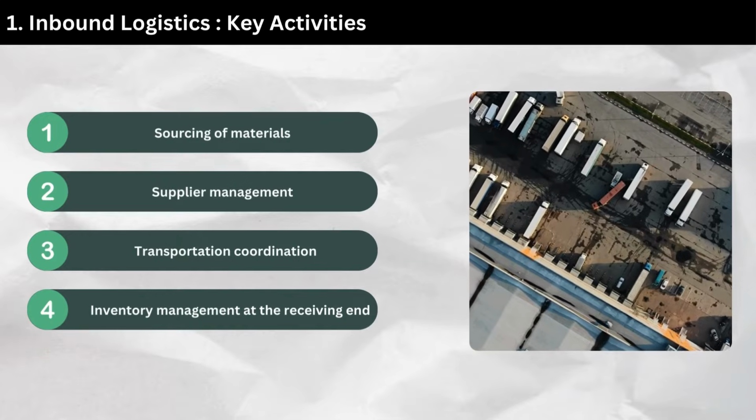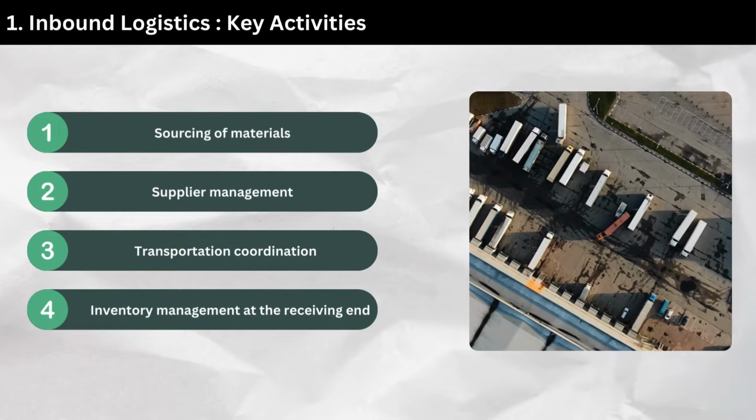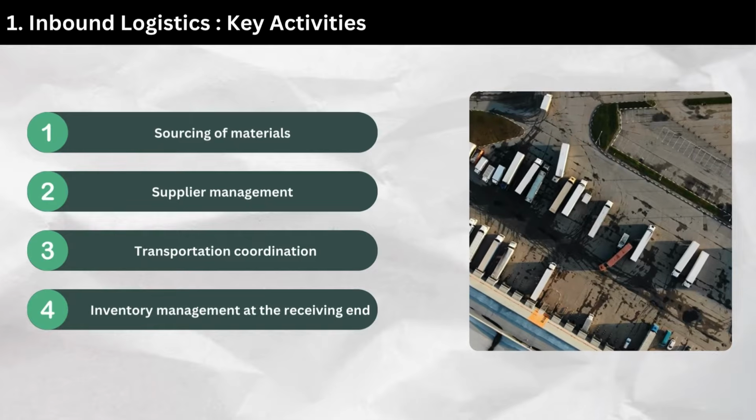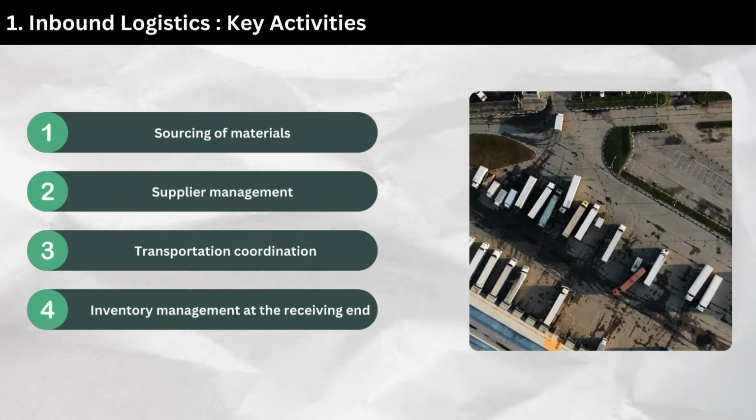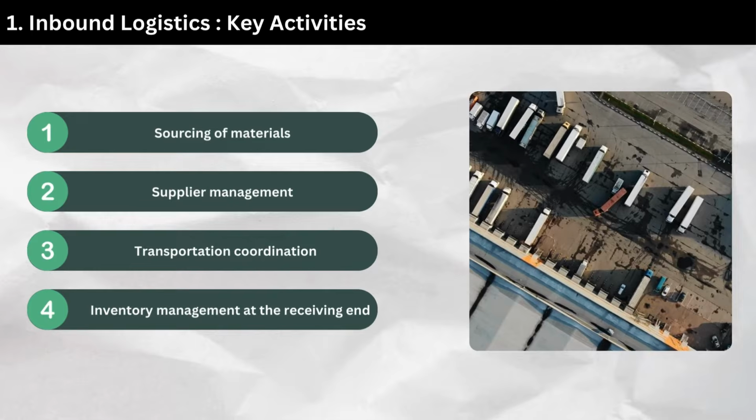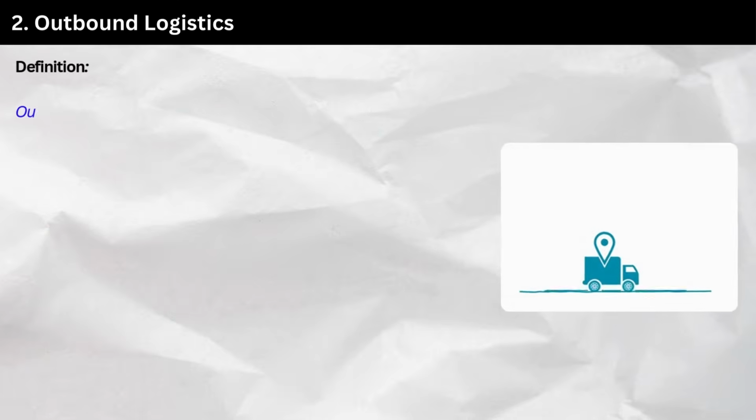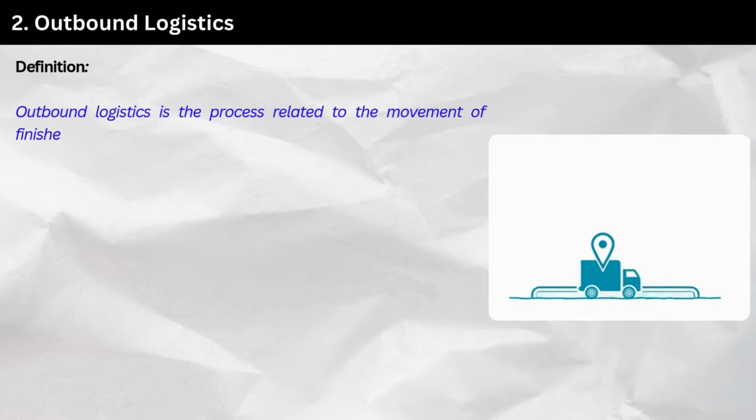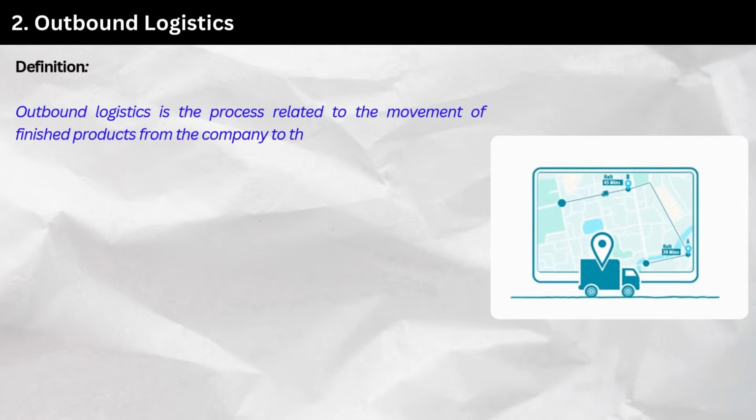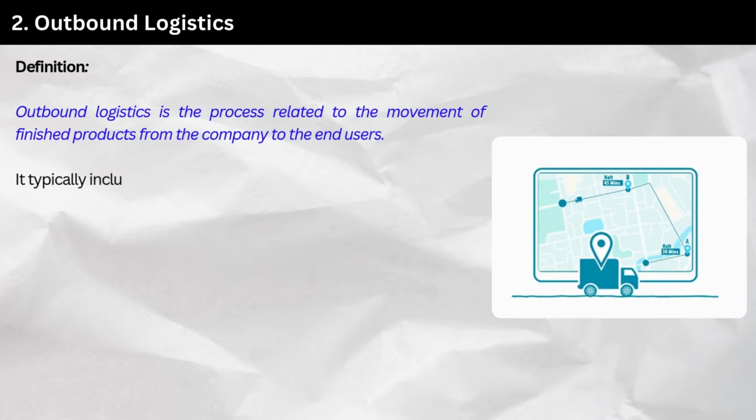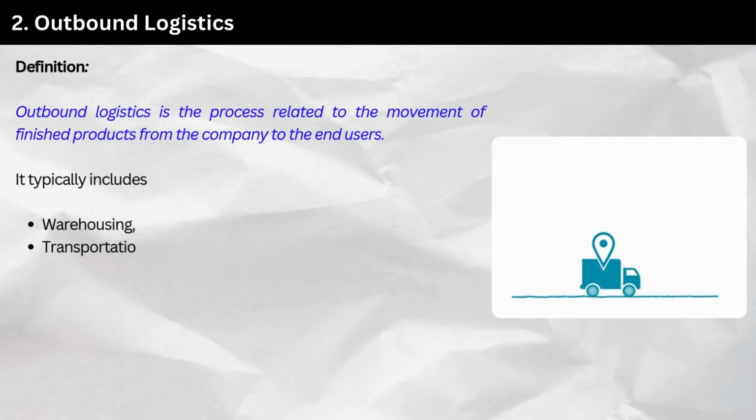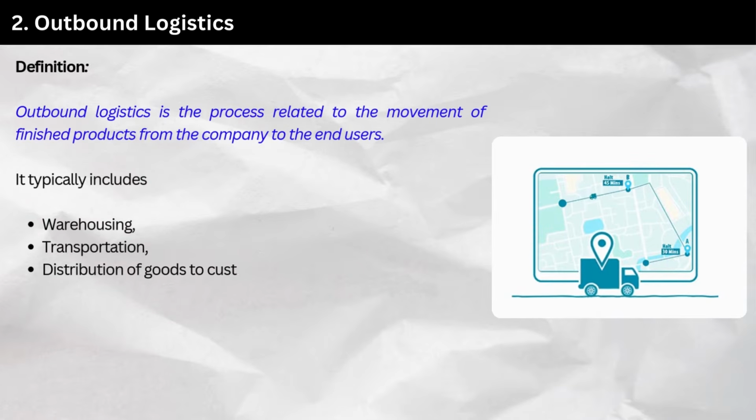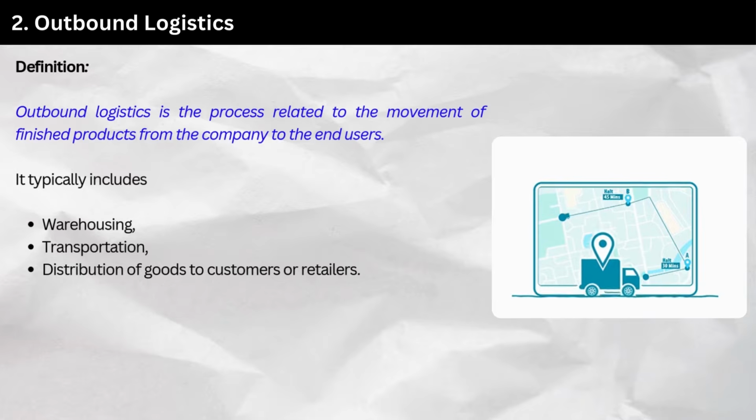Key activities. Sourcing of materials. Supplier management. Transportation coordination. Inventory management at the receiving end. 2. Outbound logistics. Definition. Outbound logistics is the process related to the movement of finished products from the company to the end users. It typically includes warehousing, transportation, and distribution of goods to customers or retailers.